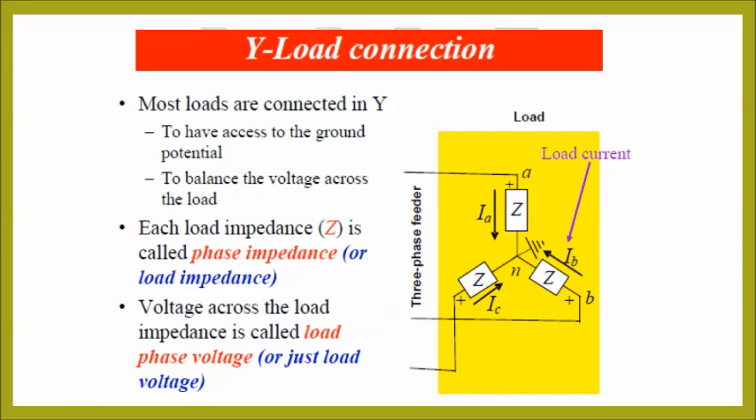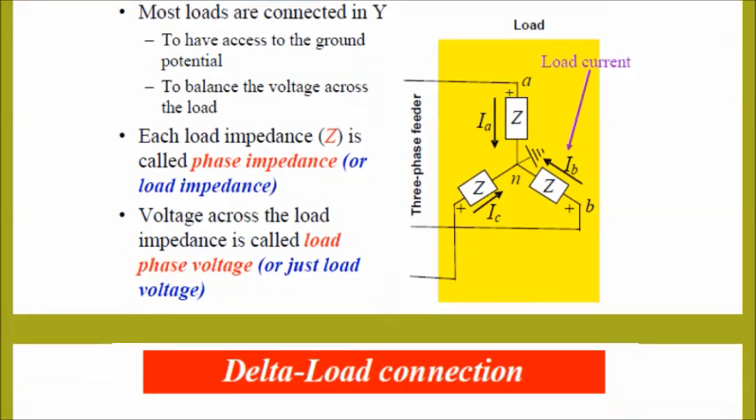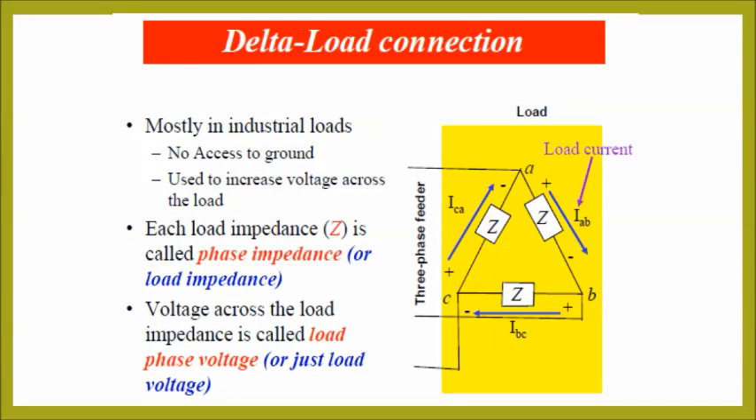In most applications, loads are connected in star configuration for the purpose of connecting with the ground potential and to balance the voltage across each load. But in most industrial applications, delta configuration is used. Even though it doesn't have access to ground or neutral, it gives a higher voltage across the load. The higher voltage means a lower current.